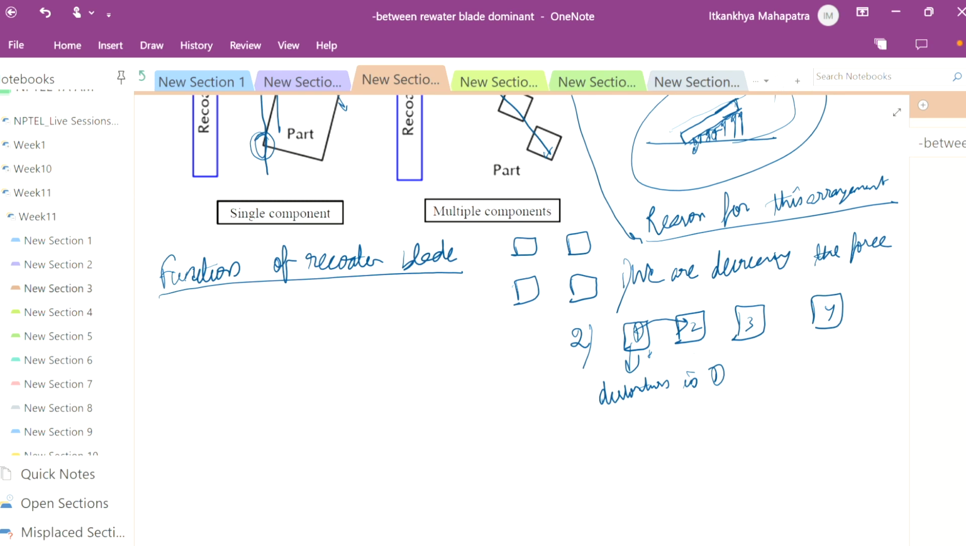This is a major function. Other functions are like providing a uniform layer of powder particles.